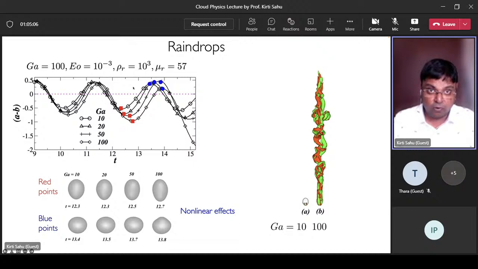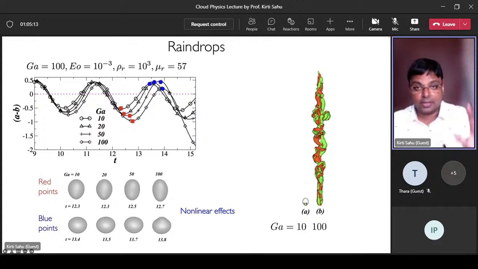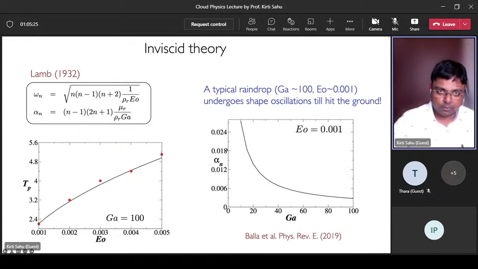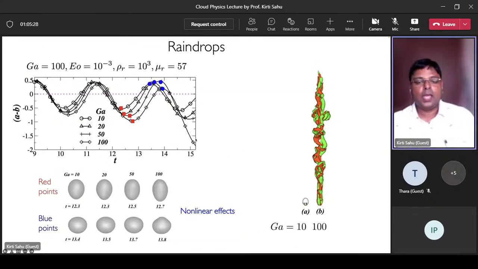When we do full 3D simulations, in fact the oscillation amplifies for Galilei number 100 rather than decreasing. It actually amplifies, and these are the shapes of the droplets for these red points, and these are the shapes of the droplet for these blue points. You can see that at later times for Galilei number 100, you see some sort of nonlinear effects in the shapes. The shape is becoming much more complex than an oblate or a prolate shape.